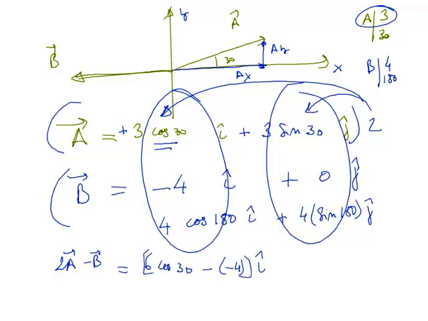That's your I for C. And similarly, 6 sine 30 minus 0. Yeah. Thank you, Henry. Yeah, with a positive 4. Perfect, perfect, perfect. Now be careful.